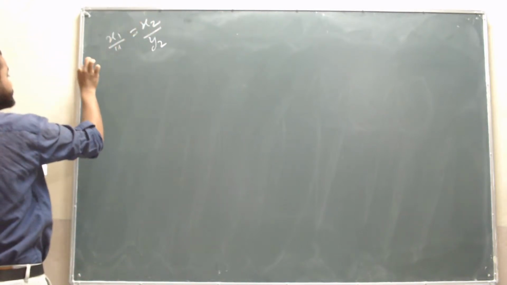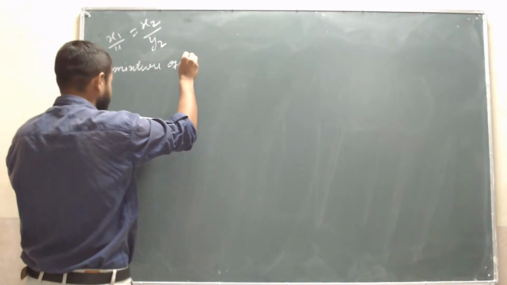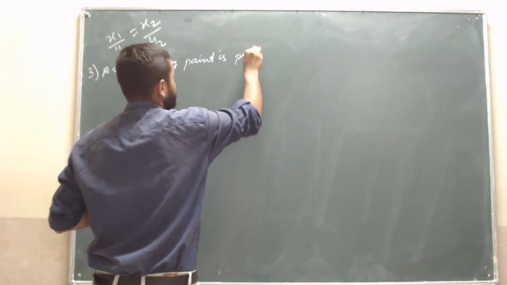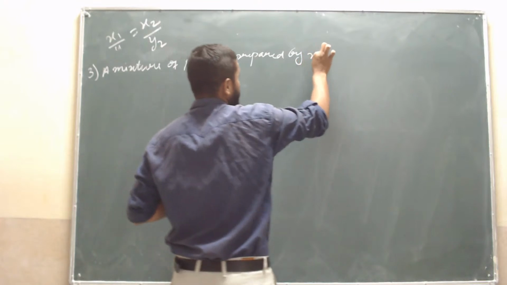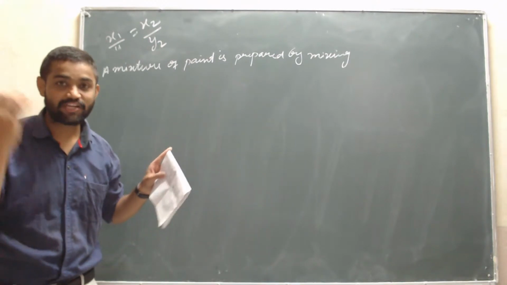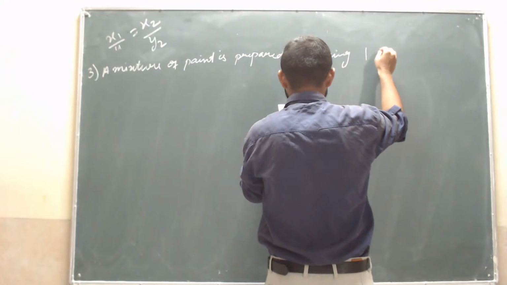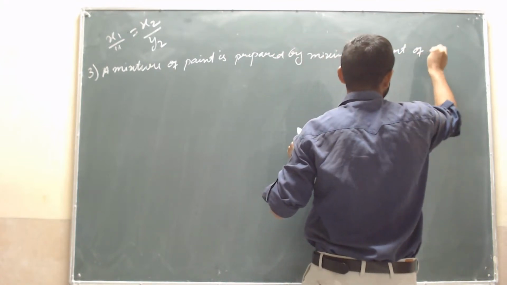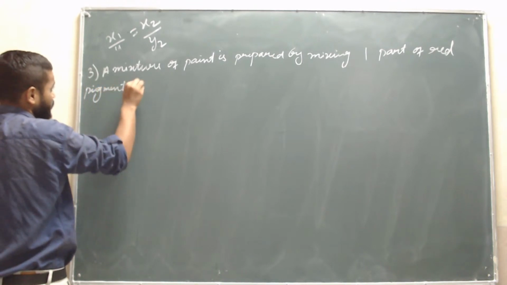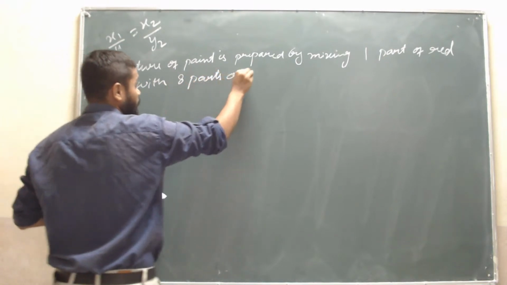A mixture of paint is prepared by mixing 1 part of red pigment with 8 parts of base. If you are not understanding my handwriting, I know you will not understand it, so take your notebooks and write down the question.